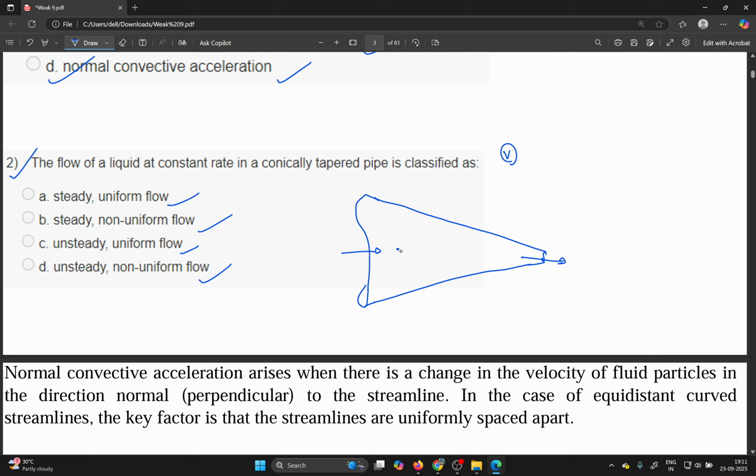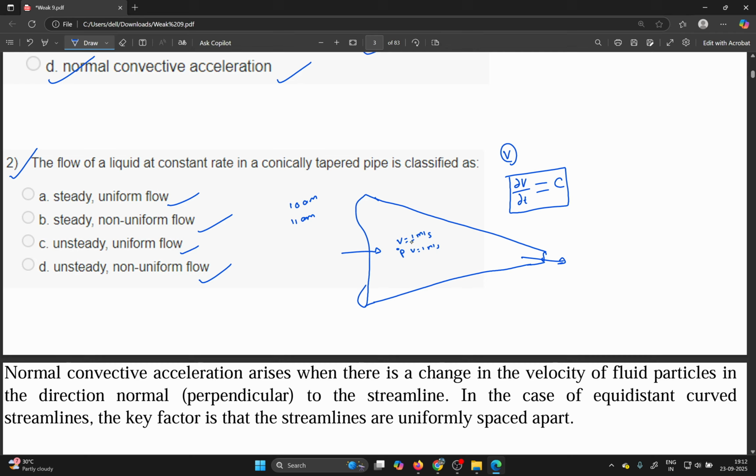Let us suppose at point P you are measuring velocity. The velocity with respect to time is not changing, that is constant. Constant with respect to time means you have measured velocity at 10 a.m. and suppose your velocity is 1 meter per second, and you measured again at 11 a.m. and your velocity is again 1 meter per second. Such a flow is steady.